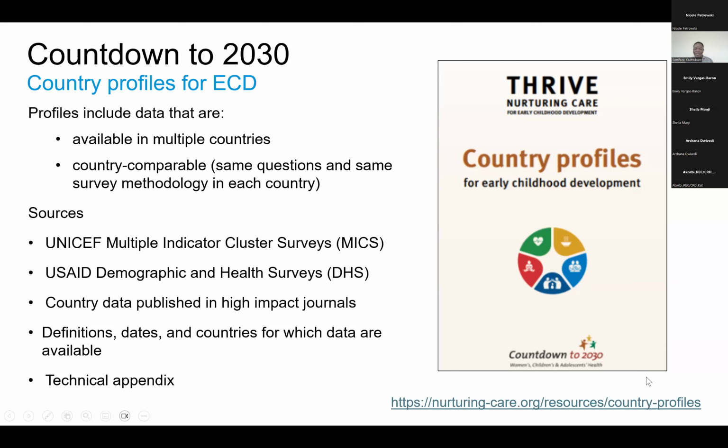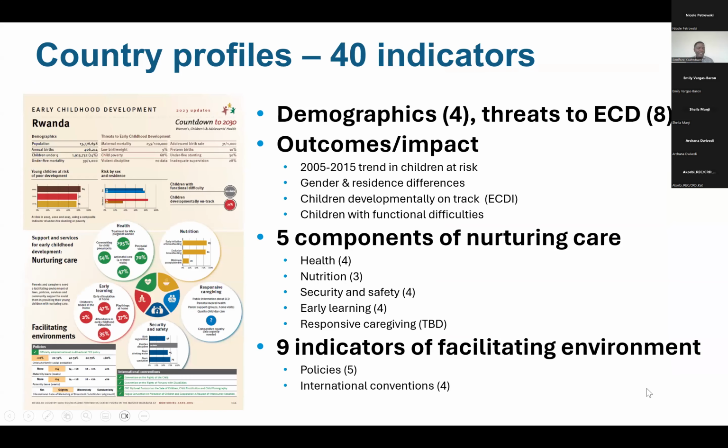So the profiles are available, and it looks like that on my right. So you are welcomed by that page. Then you can navigate depending on where you are. If you're in country X, you drill down and go to your country, then you're going to see all the profiles for your country. So in the next slide, I'm going to dive into it a bit. So the profiles give you 40 indicators. We have 4 indicators on demographics. The rest are on ECD, there are 8. Then we also have outcome or impact indicators.